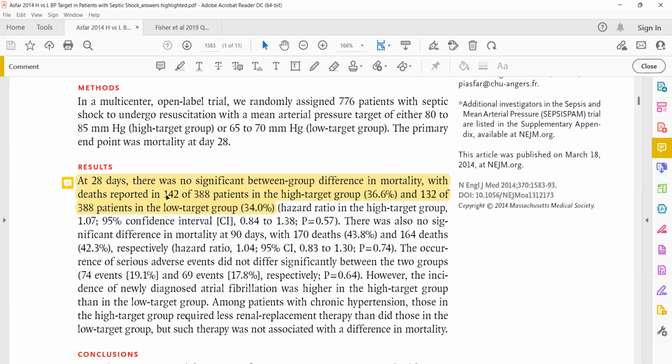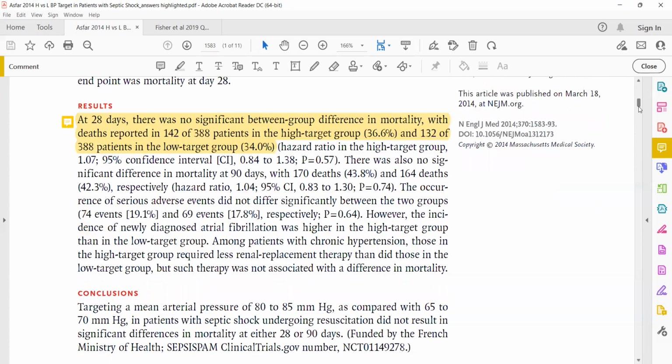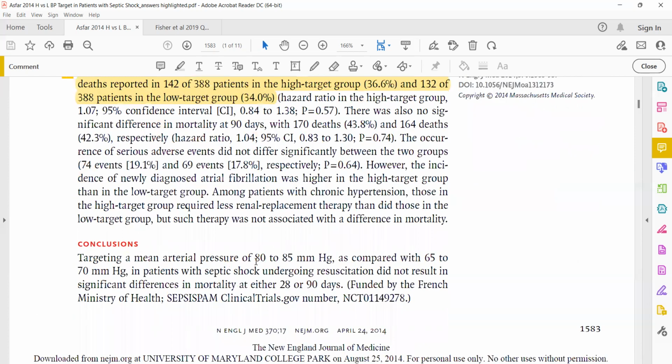They looked at the differences in 28 days, given both these treatments, the high target and then the low target. And what did they find? There was no statistically significant difference in mortality at 90 days. Interesting, right? So they did a study with very limited results. Their conclusions were that targeting this pressure compared to a lower pressure did not result in differences in mortality. And we see here that this was funded by the French Ministry of Health, and it did have a clinical trials number. So it went through an ethics board, and it was funded.